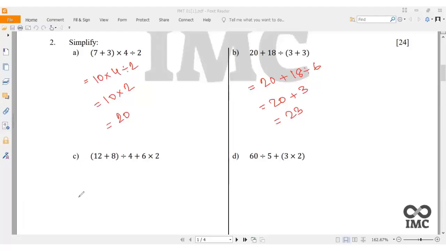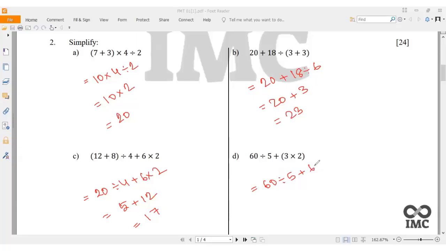Now number C. Number C says 12 plus 8, that will be 20. We have to do the bracket at first. 20 divided by 4 plus 6 into 2. 20 divided by 4, that will be 5 plus 6 multiplied by 2, that will be 12. 5 plus 12, that will be 17. Done.